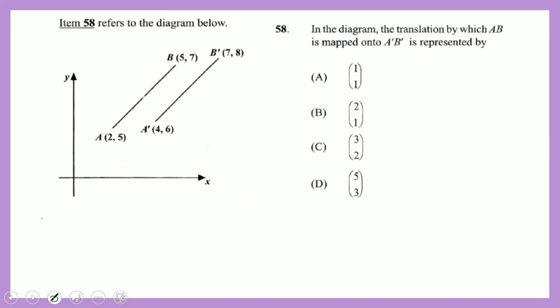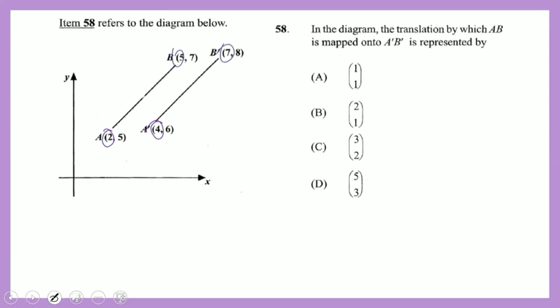All right, 58. It says in the diagram, the translation by which AB is mapped onto A prime B prime is represented by. So we see the translation, we see the slide, we see the glide. Now you just need to tell how many units horizontally and how many units vertically each point moved. So the X value here, 2, and then we end up at 4. That means we moved 2 places to our right. You can even look up here and see it.